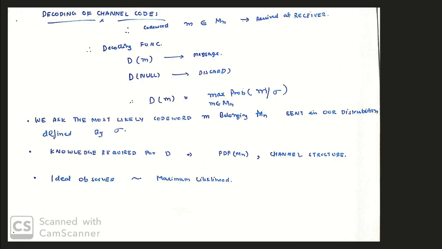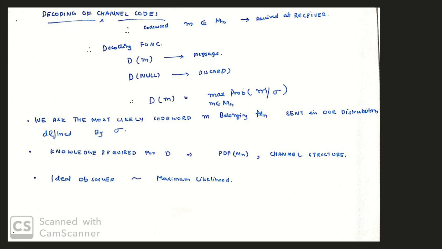Now, decoding of channel codes. As we are encoding the message, at the receiver end there is a probability that the received frame is not the actual frame, so when we get the frame, we have to predict which frame it actually belongs to. For that, we need the probability distribution function of the code words and also the channel. Suppose the receiver receives a code word m belonging to the range mn. Now the decoding function gets this message and predicts the message. Even if we don't get a message, we get null as a message, and we discard that frame.